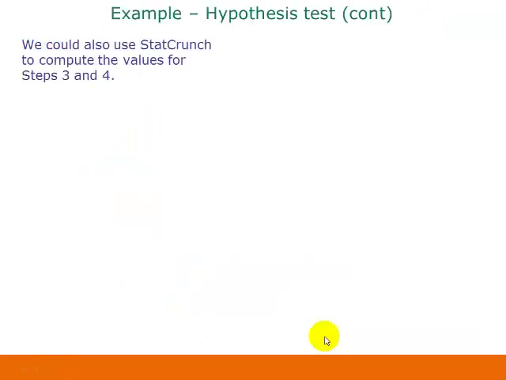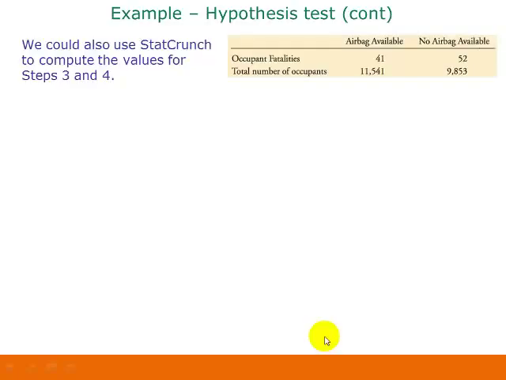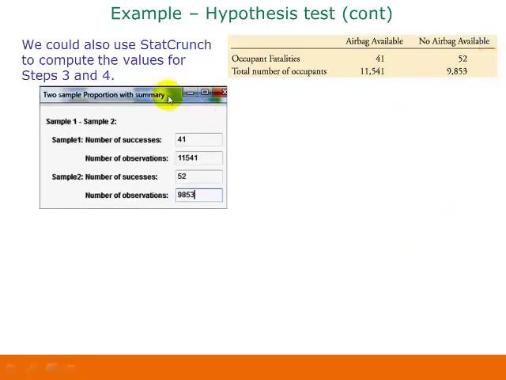Now we could also use StatCrunch to compute the values for steps 3 and 4. Anytime you're getting into 2 samples, the calculations get more and more intense, so it's a good idea to use some kind of software to help you. To use StatCrunch, since we started out with summary data here, we would want to use the procedure that does a 2-sample proportion with summary.